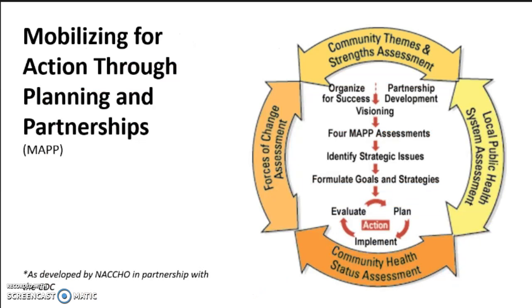The Mobilizing for Action Through Planning and Partnerships, or MAP framework, was chosen as a logic model to guide this assessment for the main reason that it was designed to be a tool for assessing community health while bringing the community together and involving everyone in the process. Additionally, the MAP framework consists of 4 assessments: community themes and strengths, local public health systems, forces of change, and community health status. Together, these 4 assessments allowed us to use epidemiological data, but also to look at the entire system of a community in relation to public health issues.